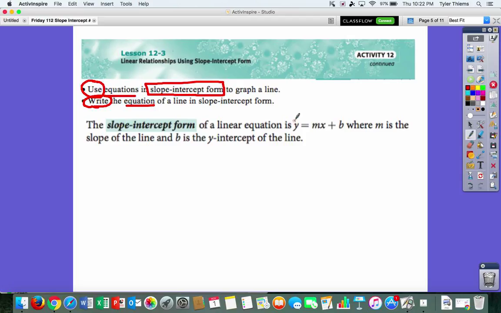So slope-intercept form is the equation y equals mx plus b, where m is the slope of the line. It's super important, everyone, that we know that the m is the slope of the line, and that the b is the y-intercept of the line. If we know the slope and we know the y-intercept, then we can graph a line. The slope, our m, is always what is attached to the x, and the b, the y-intercept, is always what's over here by itself.